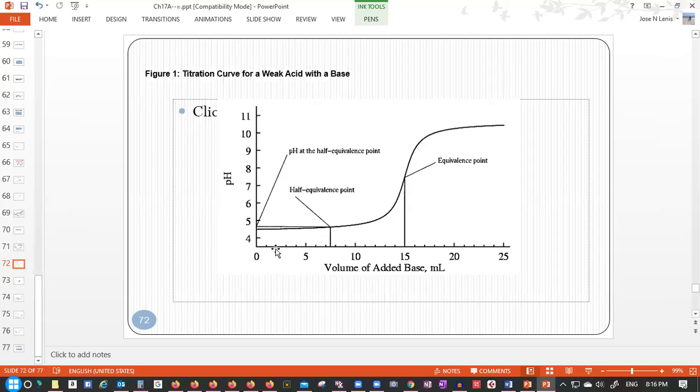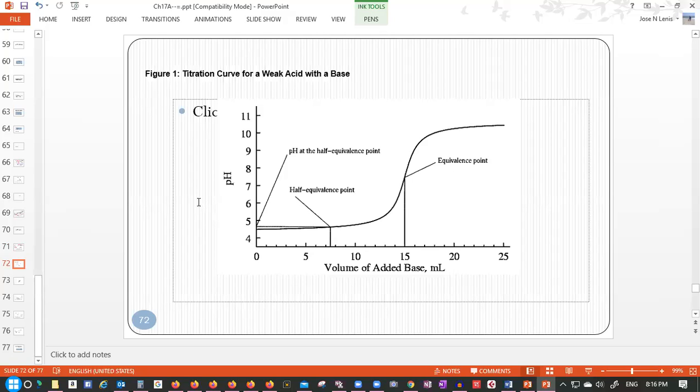So for the equivalence point, you use here 15 mLs of the base. For the half equivalence point, we'll use half of the volume. So you find the half equivalence point, reach your curve, and extrapolate, find the y-intercept, and that will be the pH at half equivalence point.